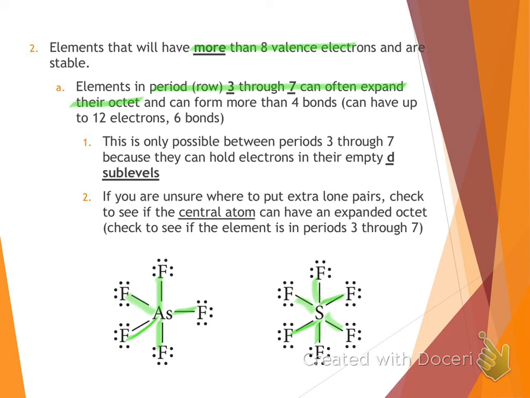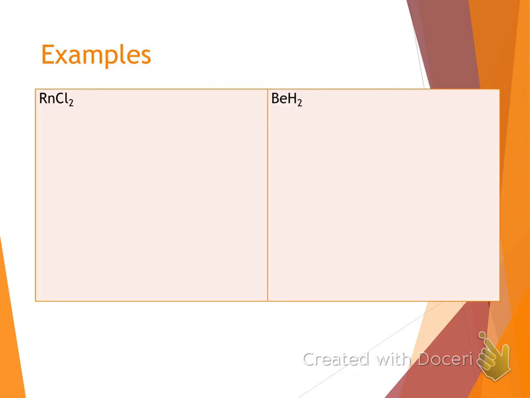Let's look at drawing a couple of these exception ones. On this first one, we have radon dichloride. Radon's a noble gas. Noble gases don't typically bond because they already have a full shell, they're already stable, but they certainly can bond and do sometimes in a compound like this. So we know all the valence electrons we start with, we have to have in our structure. Radon has 8 valence electrons. We have 2 chlorines. Each of them has 7 valence electrons. So that gives us a total of 22 electrons that we need in our structure.